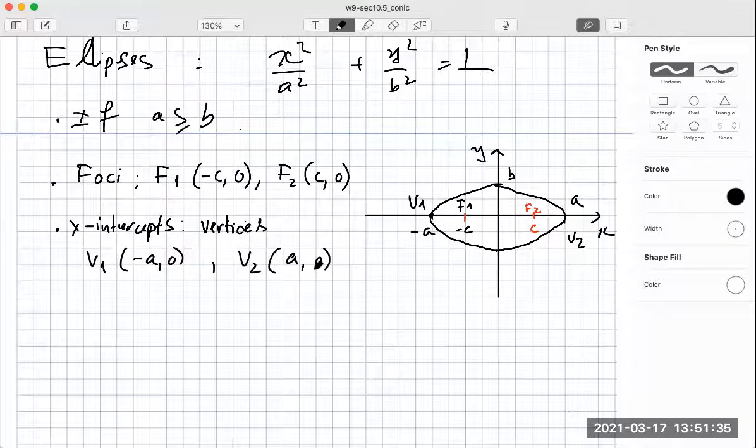And here, because a is larger, the line segment from V1 to V2 is larger than the line segment from this point, let us call it M and N here, from M to N. So we call this line the major axis.